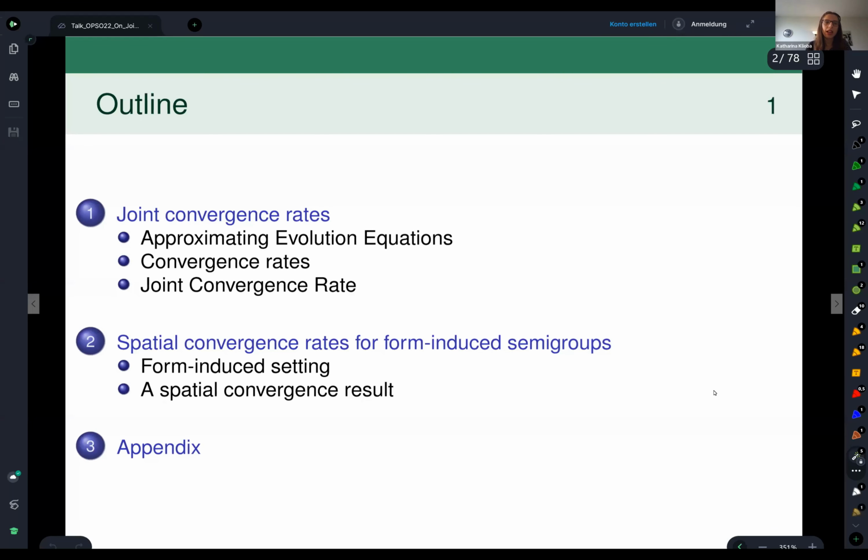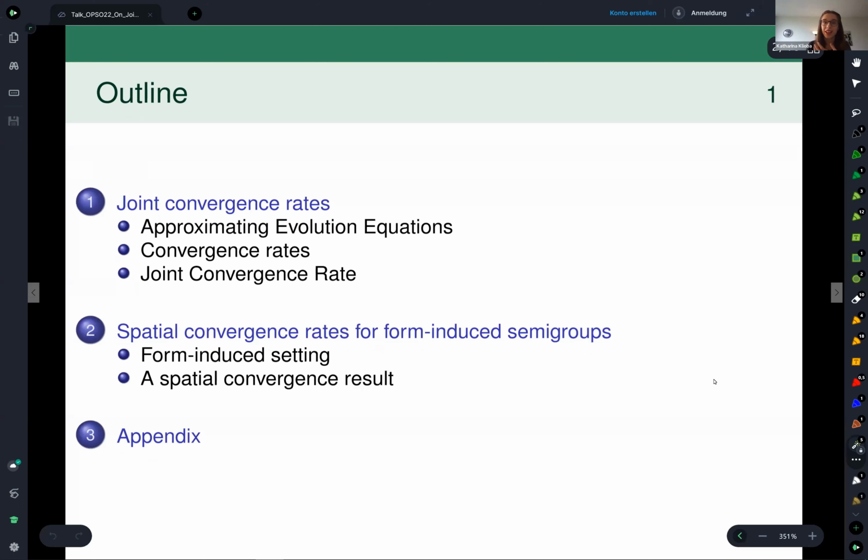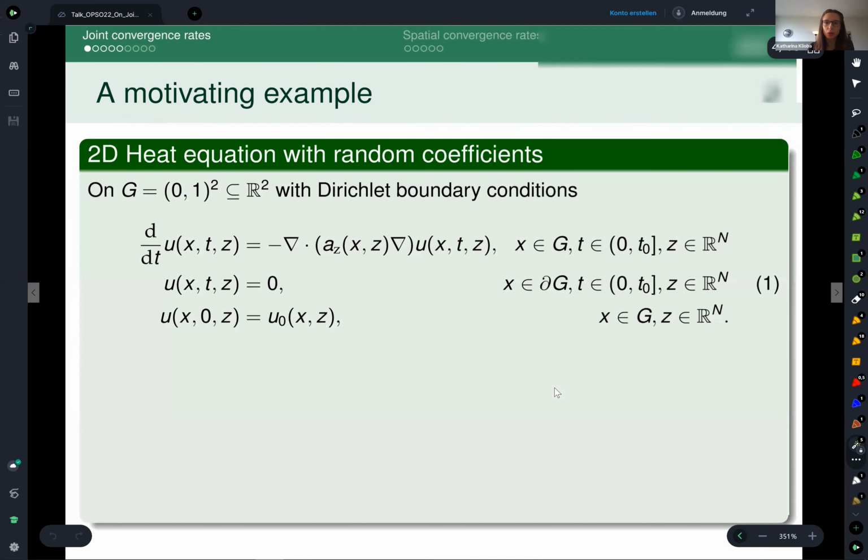Space, time, and randomness. And we are interested in how things work together, under which conditions we obtain a joint convergence rate. Then in the second part, I will focus on the spatial part, and there more precisely on the form-induced setting. So when we only know our generator via a weak formulation with a given form, and I will present you a spatial convergence result for this case. So let's start with an example.